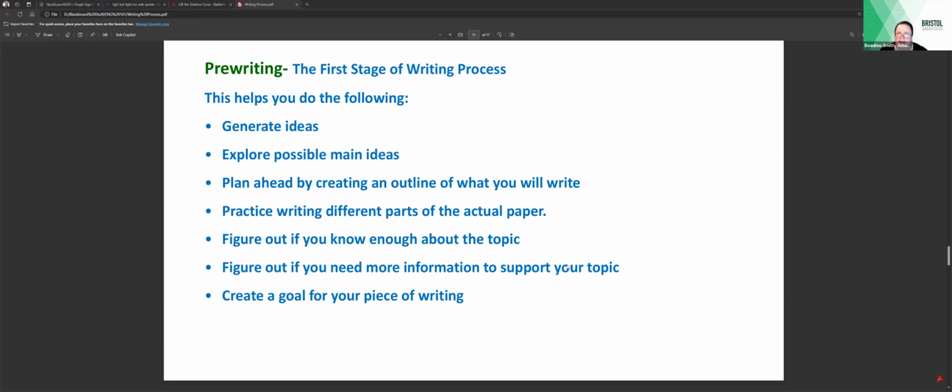It helps you generate ideas. It helps you explore possible main ideas. It helps you plan ahead by creating an outline of what you'll write. It helps you practice writing different parts of the actual paper. It might help you figure out if you know enough about the subject. It might help you figure out if you need more information to support your topic. And it might help you create a goal for your piece of writing.